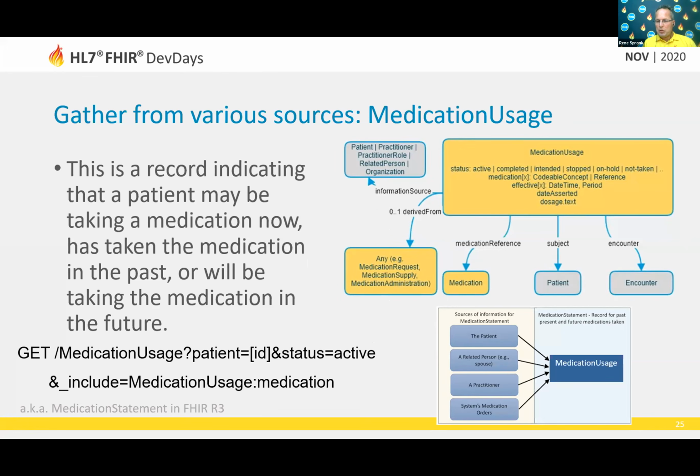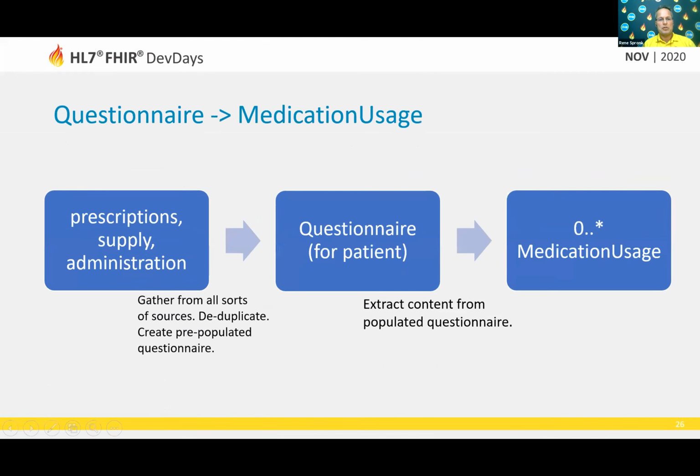Now, this is a very good starting point. You basically look at all sources you have, however reliable you may find those, and import all of that information in your medication usage resource. But you will have to do some work on that, because that's not the end all, obviously. How reliable is this? And you will have duplications. So quite often, this process is combined with Questionnaire.